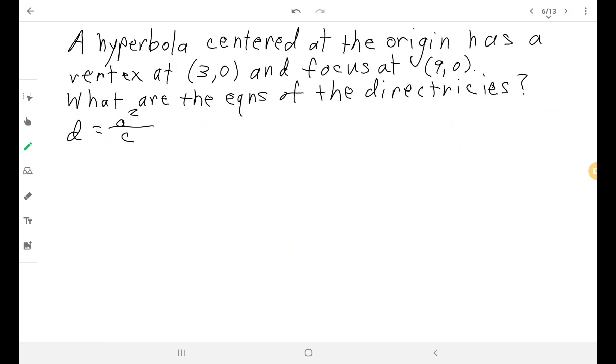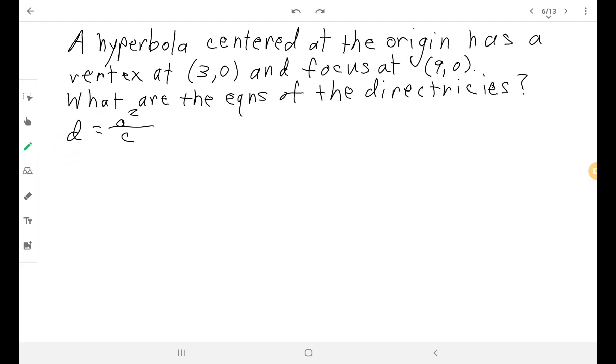All right, now we've got another description. Hyperbola centered at the origin. Okay, so we're centered at the origin again. It has a vertex at 3, 0, and a focus at 9, 0. What are the equations of the directrices? And a reminder, the directrices work the same way in a hyperbola as they do in an ellipse.